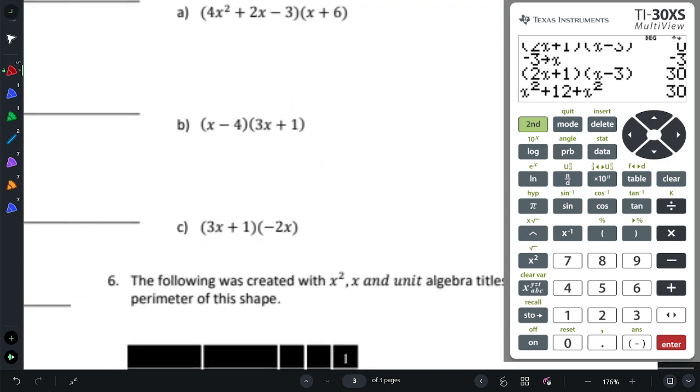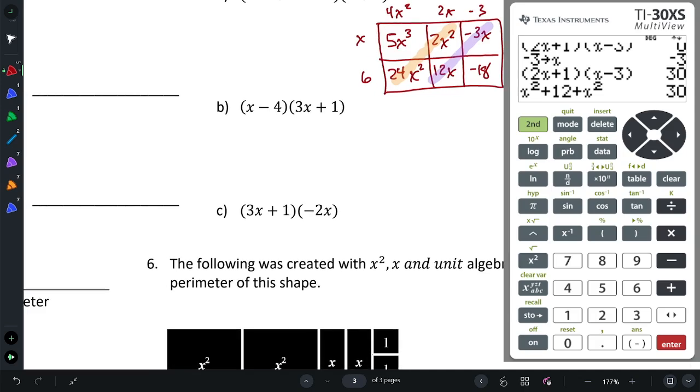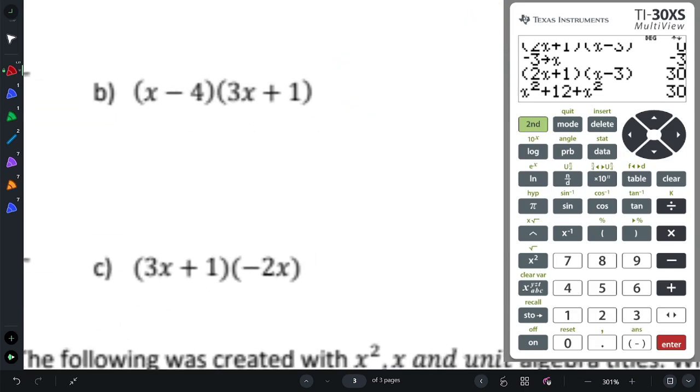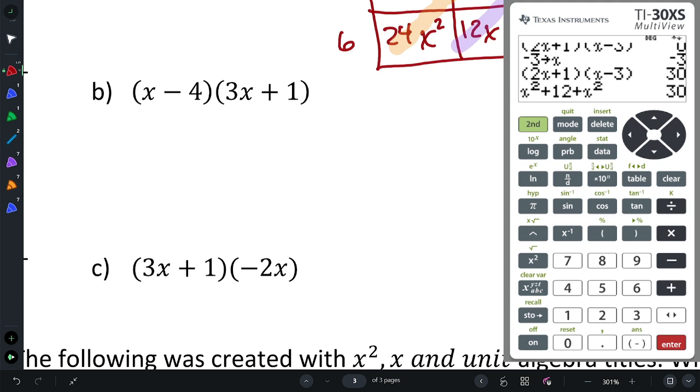Fabulous. Next problem. Oh my gosh, I don't need an area model for that. Totally do not. I'm going to do it anyways.